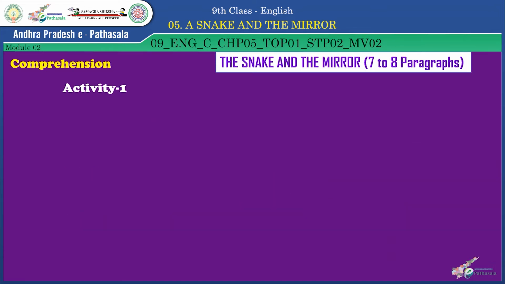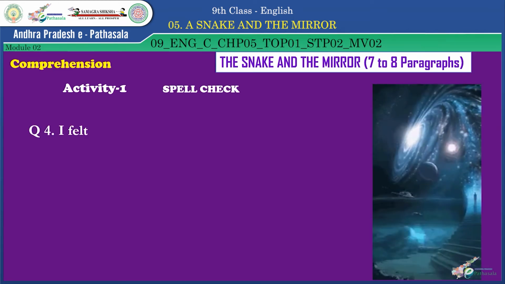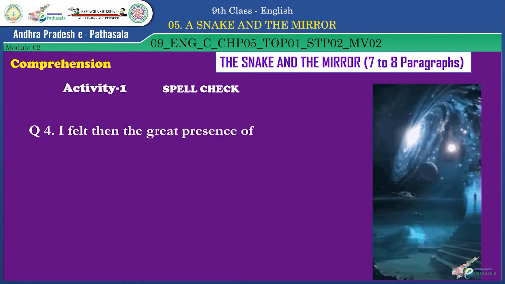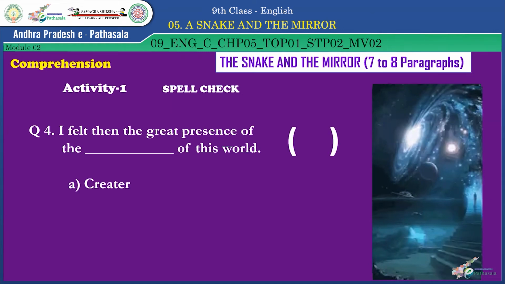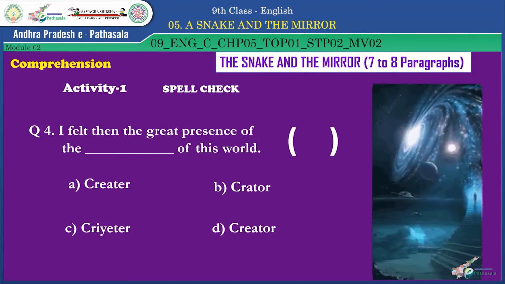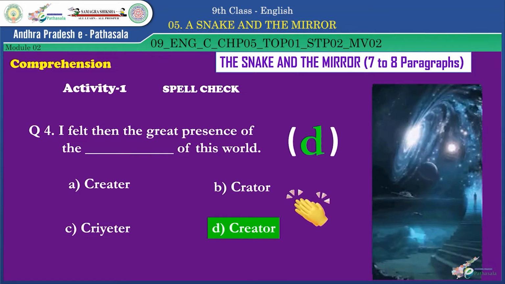Now let's have a spell check under this fourth question. I felt then the great presence of the dash of this world. We know the answer, that is creator. But here, my dear children, out of these 4 options, we have to find the word with the correct spelling. Yeah, children, you are right. D is the right answer. C-R-E-A-T-O-R. Creator is the right answer. Very good, children. Very well done.